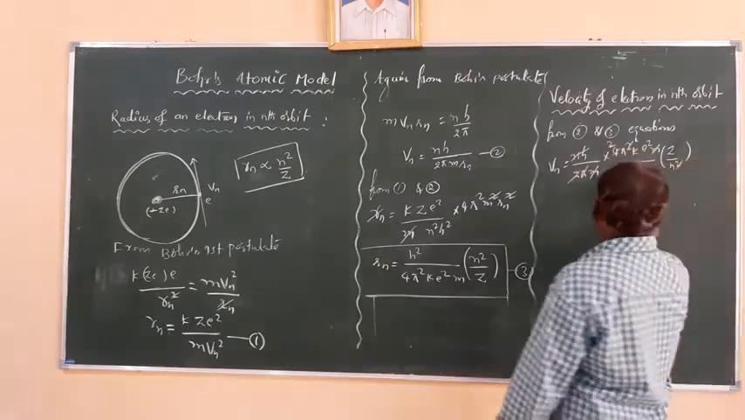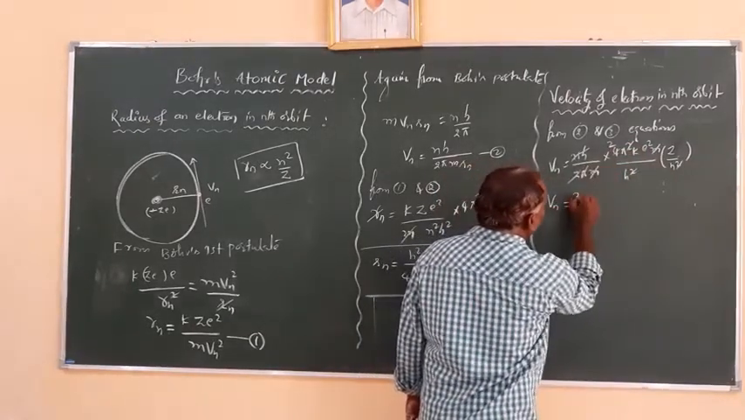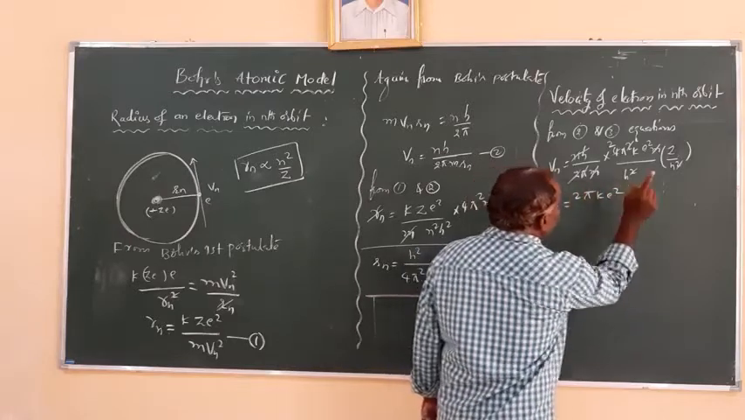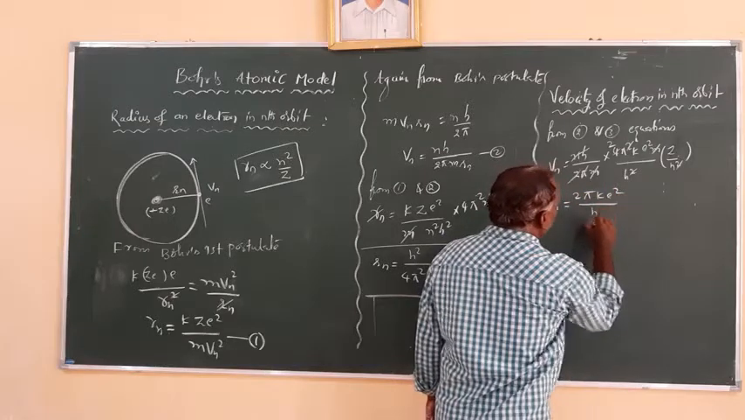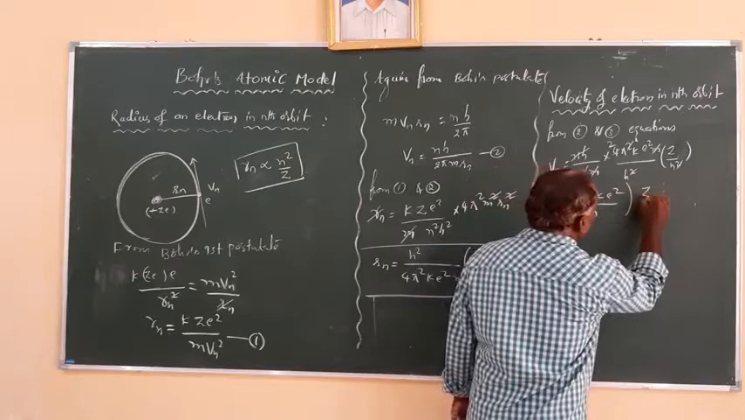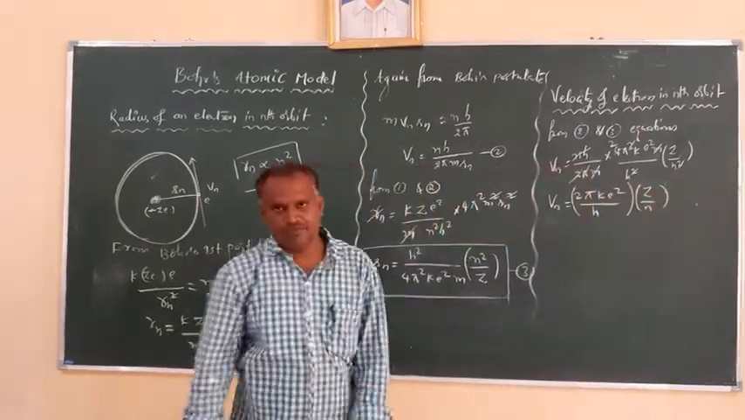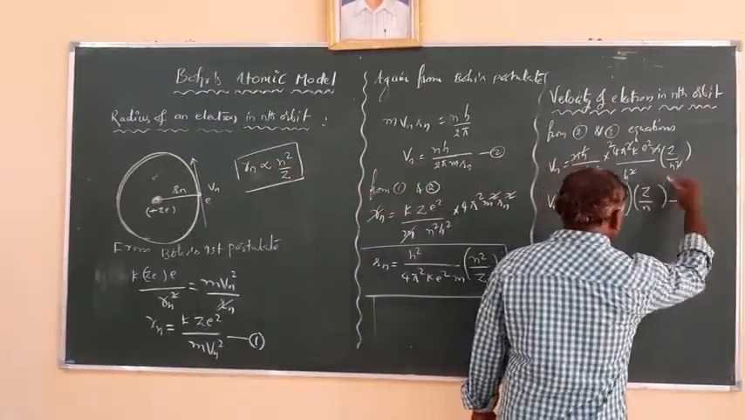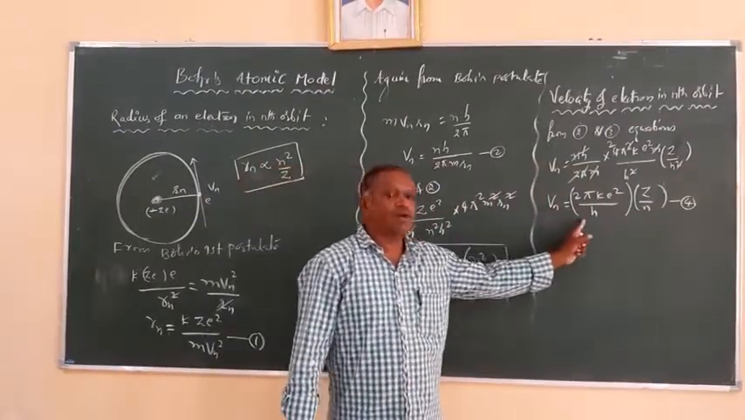Now what are the remaining terms you just write here? Velocity of electron in nth orbit is given by 2 pi k e square upon h into Z upon n. So this is the equation you got. I can write it as the fourth equation. So velocity of electron in nth orbit is given by this formula we got.